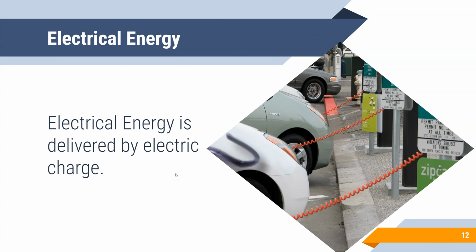There's also electrical energy. Electrical energy is delivered by electric charge. As we also talked about at the beginning of the year, when we did magnetism, we also talked about electricity, right? And electricity is based on the charge of atoms, right? So we have protons and electrons, right? And that charge allows the atoms to flow on a path.